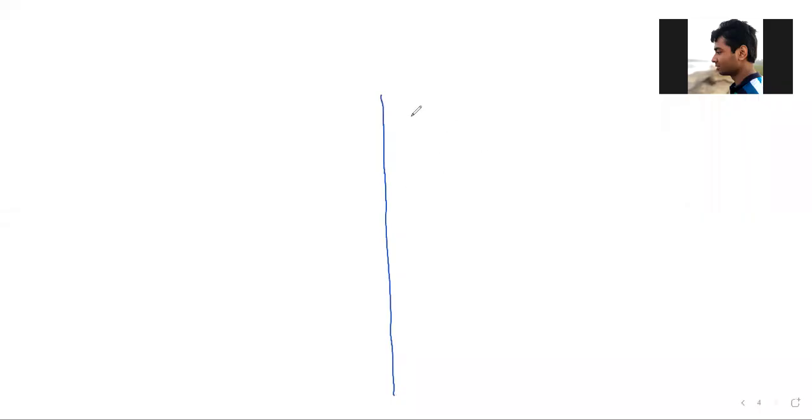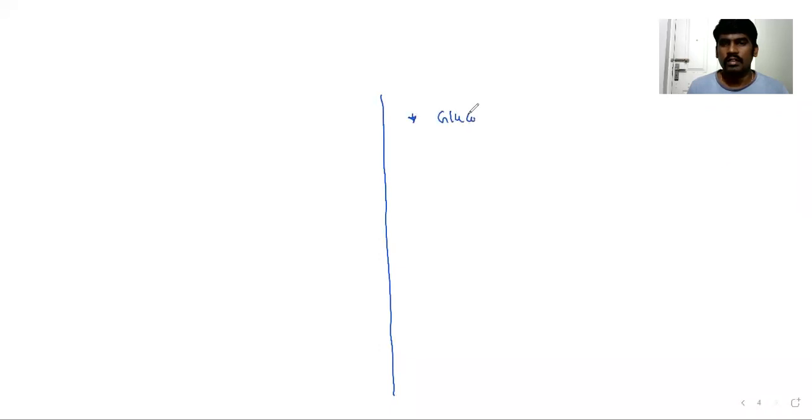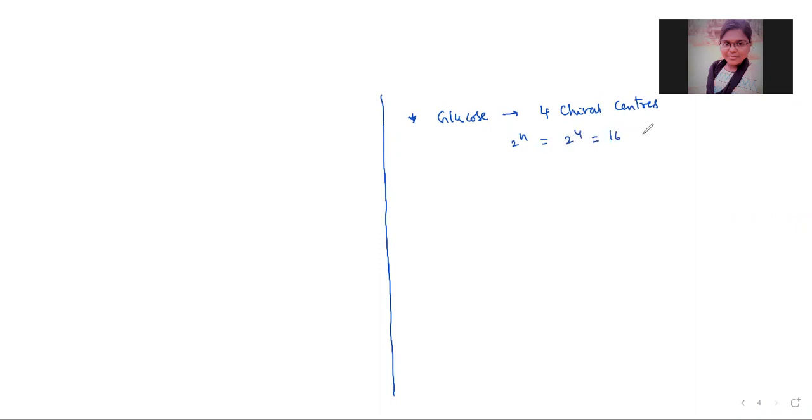Now, if you observe that glucose, you said that it has 4 chiral centers. 4 chiral centers in the sense 2 raised to n. That will be 2 raised to 4, 16 optical isomers.